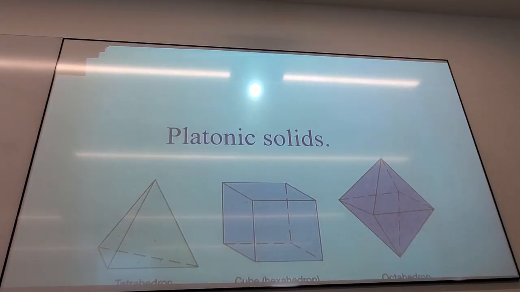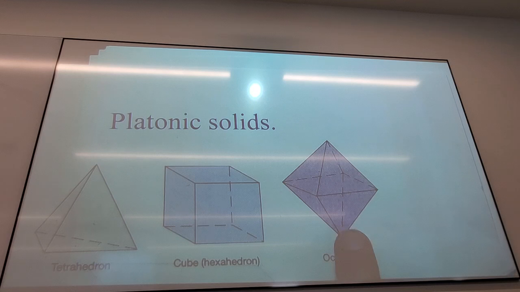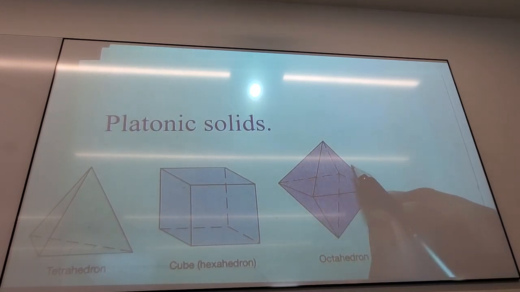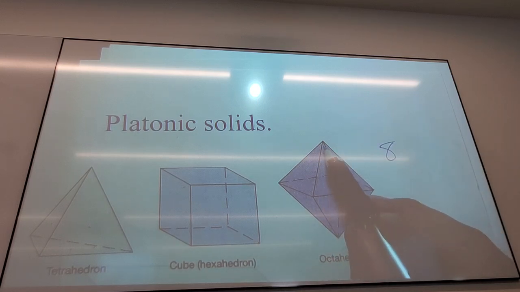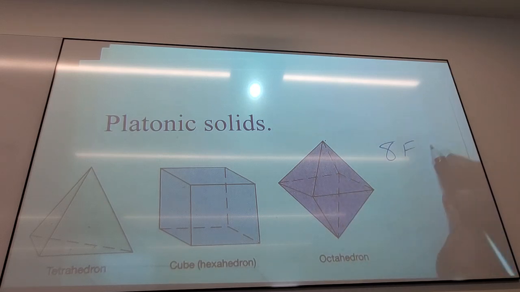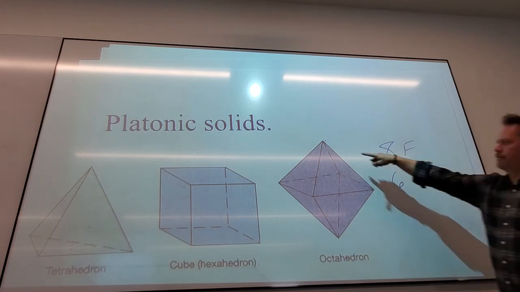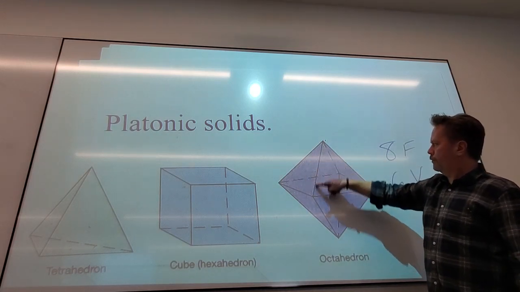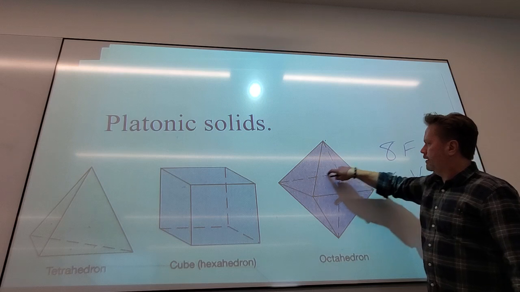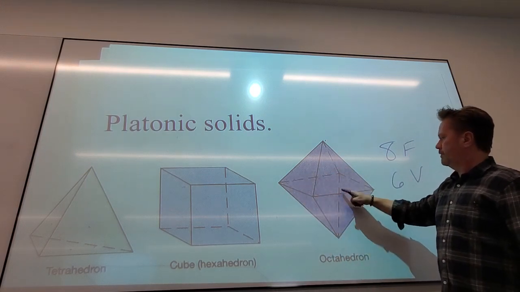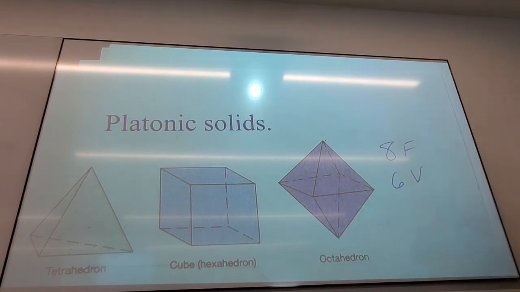So here's the thing about these guys. Can you help me out? How many faces did this have again? 8. How many vertices does this have? 1, 2, 3, 4, 5, 6, right? 8 faces, 6 vertices. How many edges does this have? 1, 2, 3, 4, 5, 6, 7, 8, 9, 10, 11, 12. Yes? 12 edges.